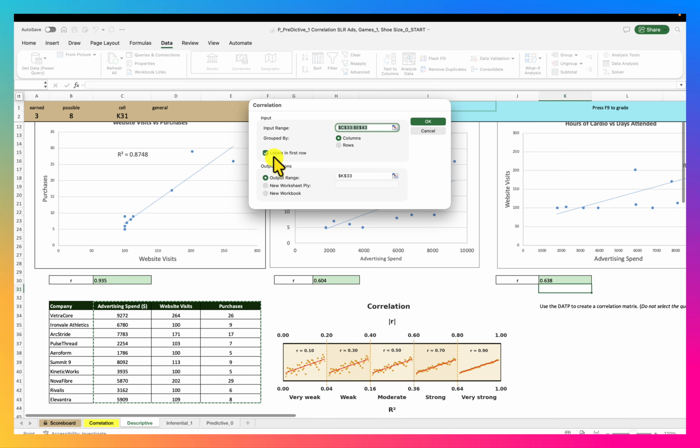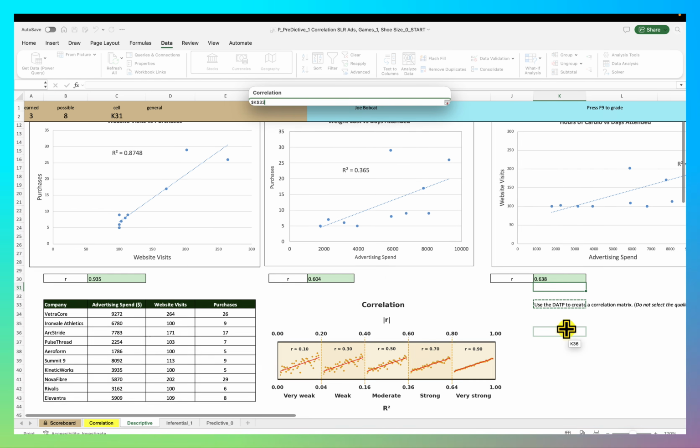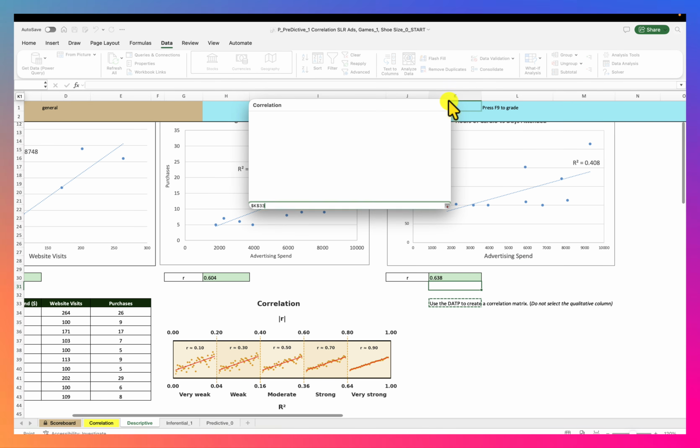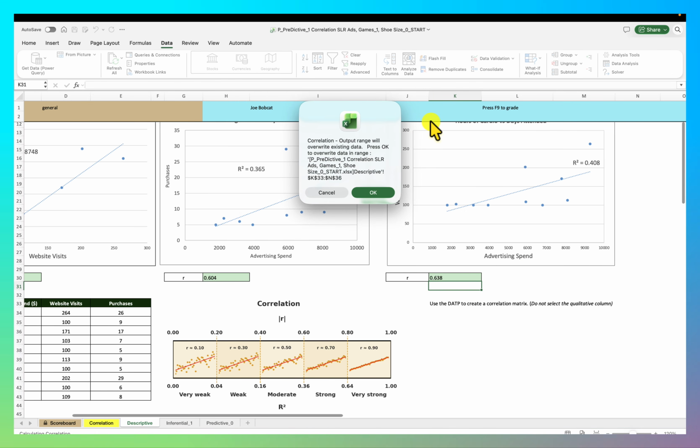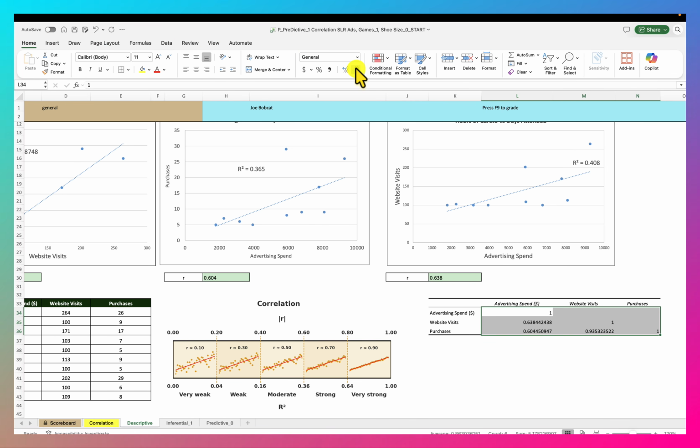And so we also have to tell it the labels are in the first row, so make sure that box is checked. And then for the output range, we'll go ahead and pick right there where it says use DATP. Click OK. Paste over. And you notice you get a really nice correlation matrix, but the numbers have lots of decimal points. So I'm going to highlight and change the number of decimal points down to what we actually use here, and you can see that all the values indeed do match.